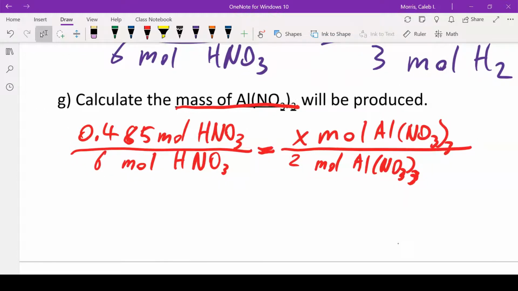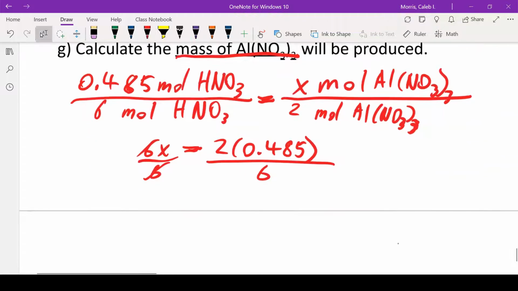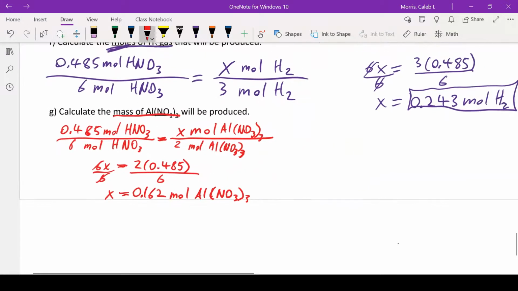Okay, cross multiply. We end up with 6x equals 2 times 0.485. Divide both sides by 6. Then you're going to end up with x equals 0.162 moles of AlNO3. Well, that's fine, but that's not really what I'm looking for. I'm looking for the mass. So one more step in our problem.